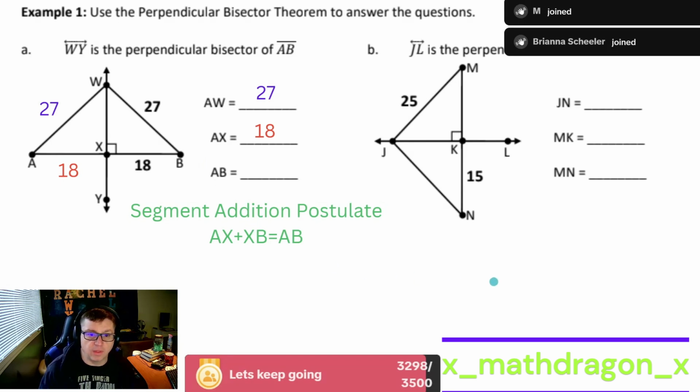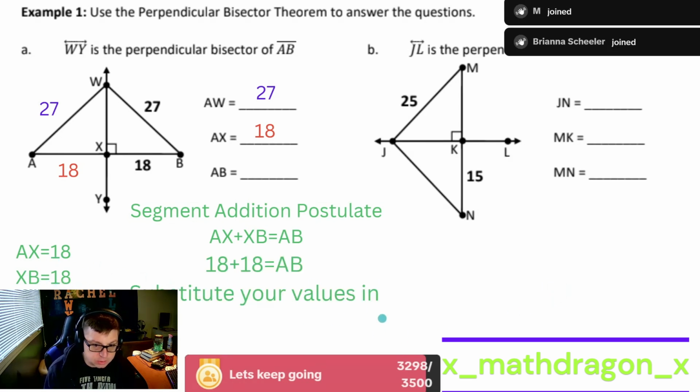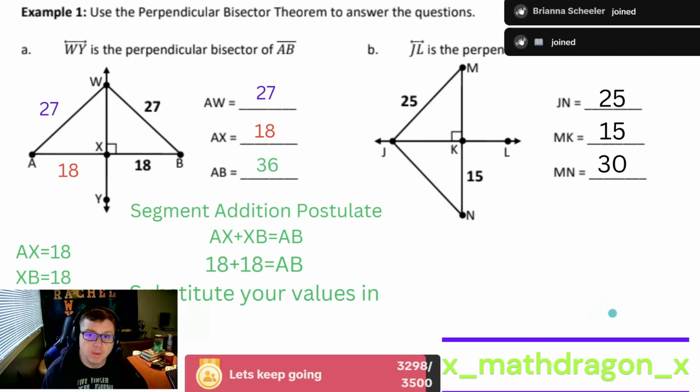So once I fill that in, I know AX is 18. I know XB is 18. So let's substitute our values in. And if I do 18 plus 18, that will give me AB as a whole, which comes out to be 36. At this point in the video, pause it and try letter B. But once you have tried it, there you go. Double check your answers and make sure that those match up.